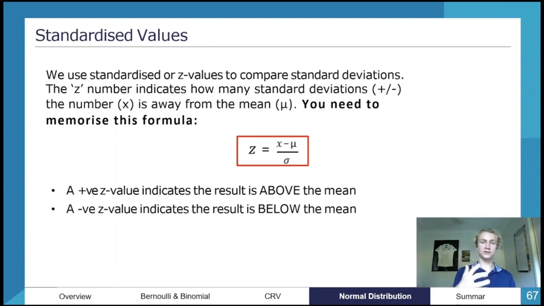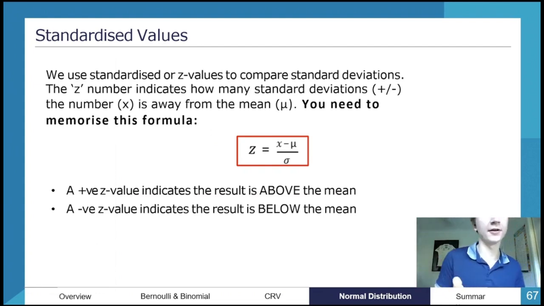And if Z is positive, this means that the result's going to be above the mean, whereas if Z is negative, this means that the result is below the mean, and we can see how many standard deviations it is away according to this formula. You do need to know this formula because sometimes we get complex, familiar and unfamiliar questions where you're asked to find certain things, the mean or the standard deviation, given the Z score or the X, or you sometimes have to work it out as well.